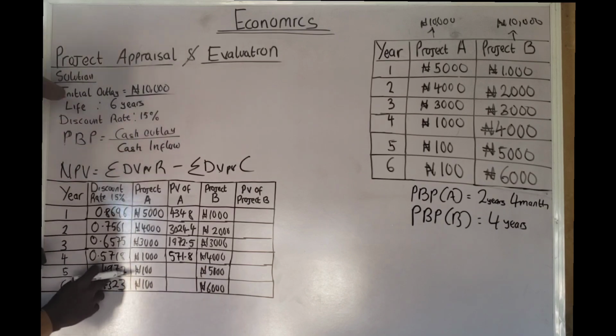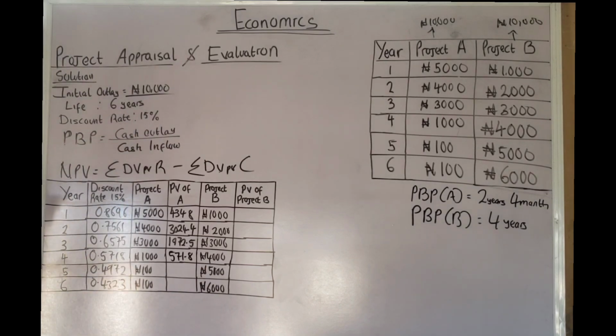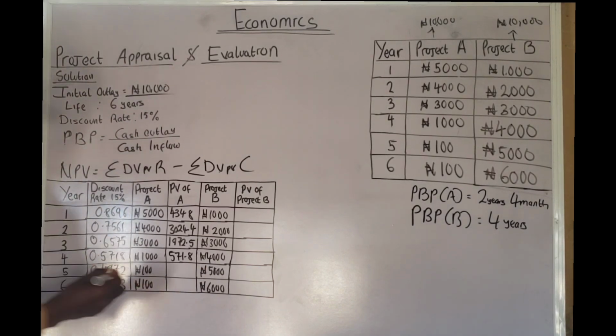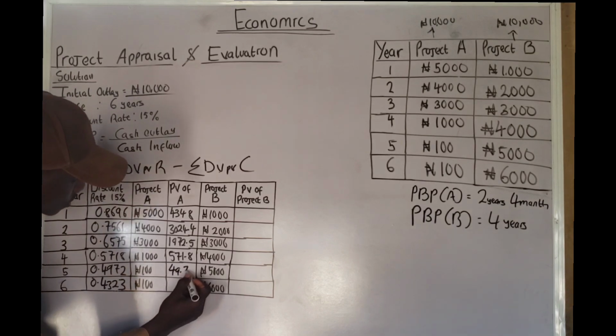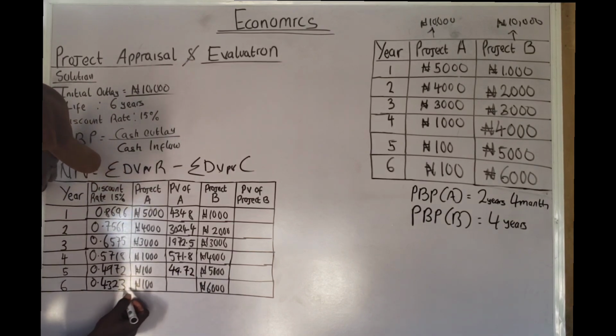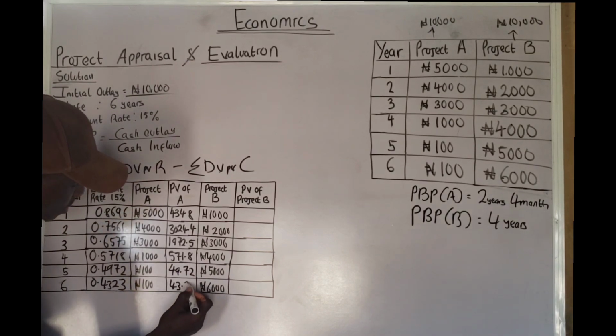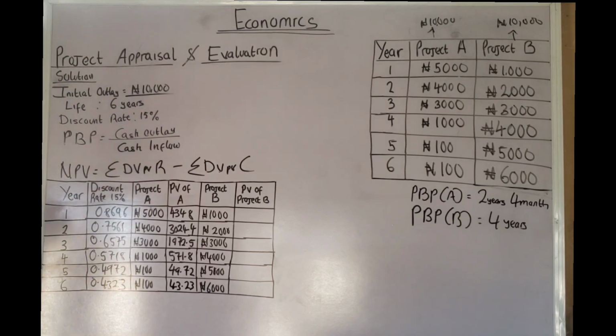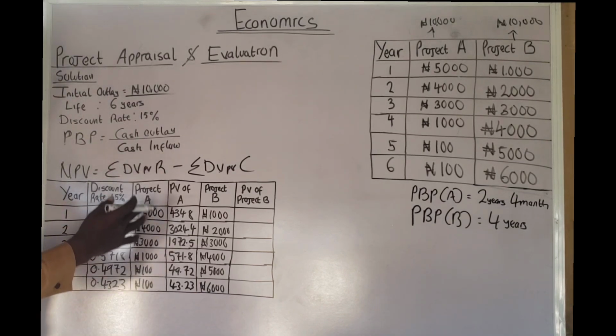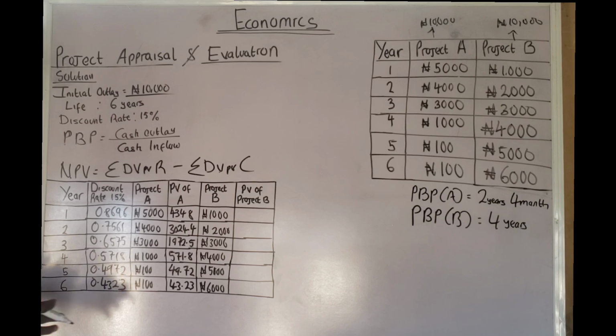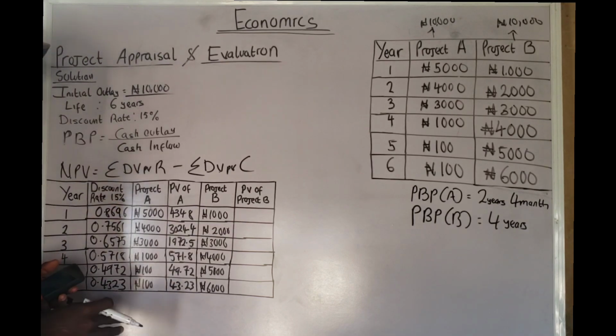Okay. For the fifth year, that will be 49.72, and this will be 43.23. You understand? So that is the present value of project A. Are you paying attention? Now let's calculate for project B also.